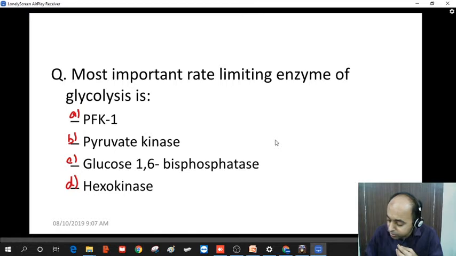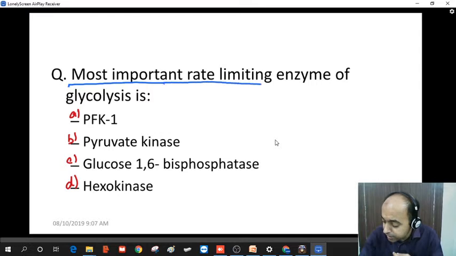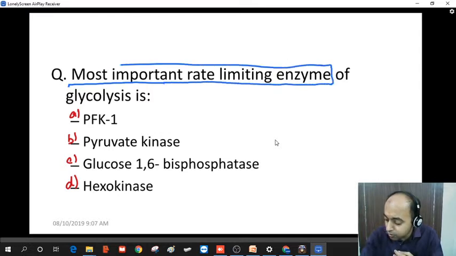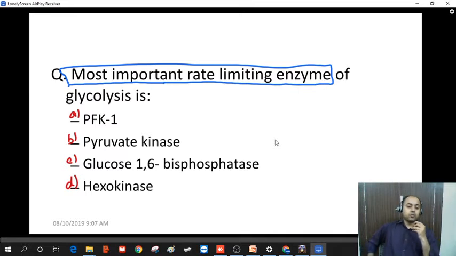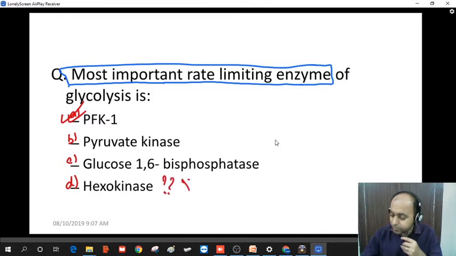See, I had mentioned previously also, this is the most frequently asked question. The most important rate limiting enzyme for any pathway. This is the most commonly asked question. And obviously, I'm sure you are able to give the answer. Very good. PFK1 is the correct answer. In some guides and books, hexokinase is given, which is not correct. Please note, PFK1 is the enzyme.